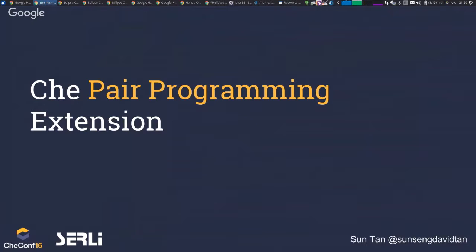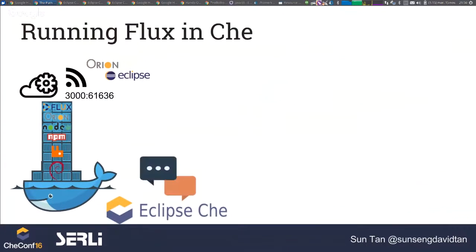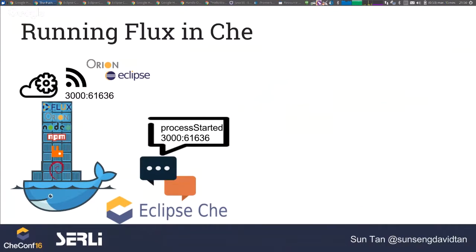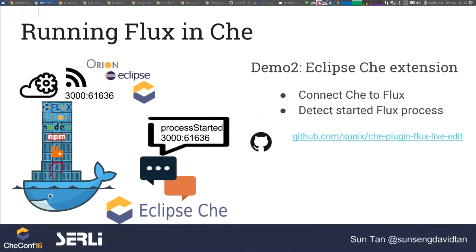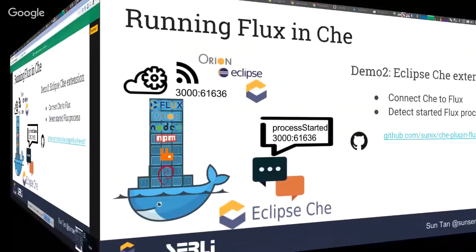So I'm going to show you the extension that we have been working on in Che that we connect to the same programming session. So what we have to know is that Eclipse Che will send a lot of events, notification, such as when you start the command, that the process has been started. And this is how, from the extension, we can get the events and connect the Eclipse Che editor into the same programming session. And this is what I'm going to show you just next here.